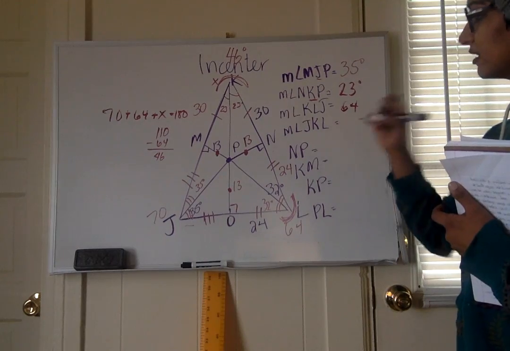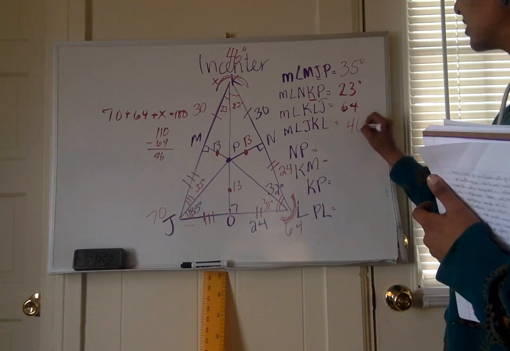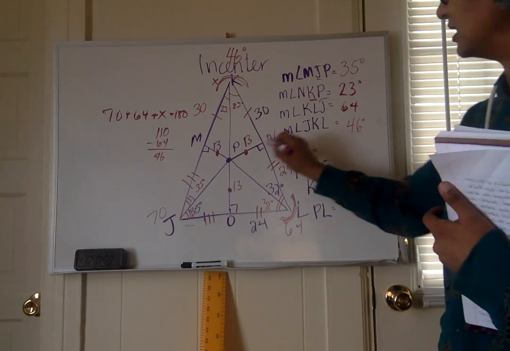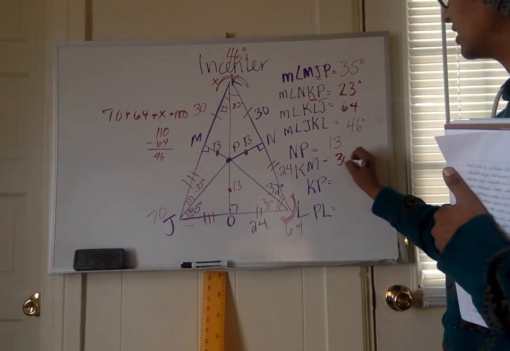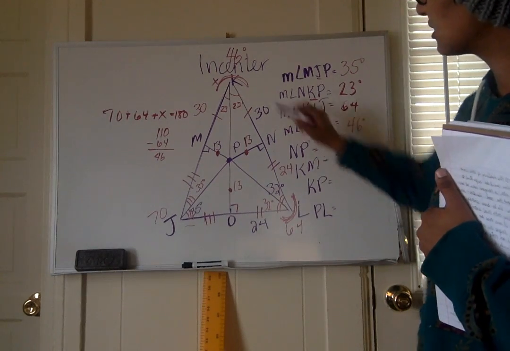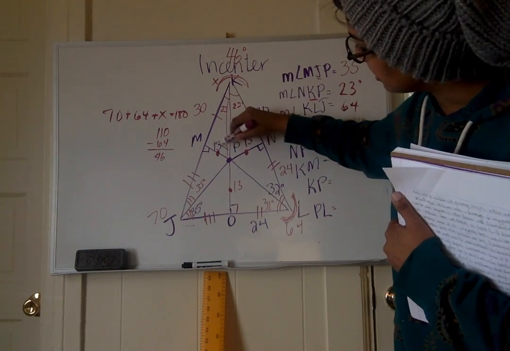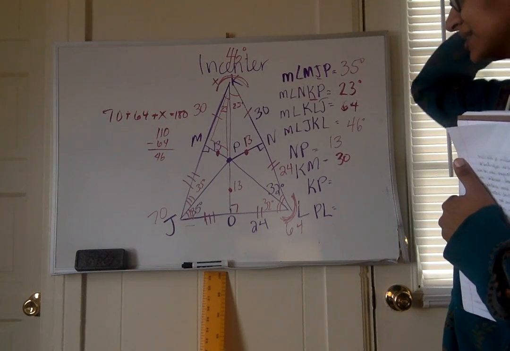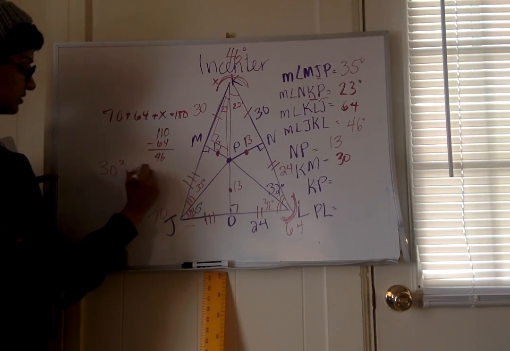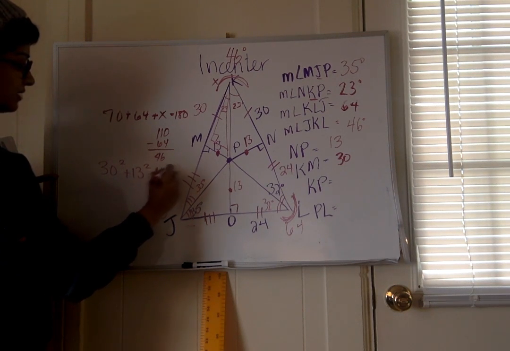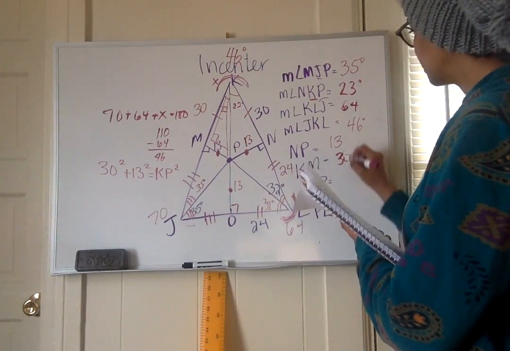Okay, let's see, JKL. Well, we already know that one. We figured that one out. That's 46 degrees. Where's NP? We know NP is 13. KM, we found that out to be 30. KP, where's KP? Do we have that one yet? No, we don't have this one, but we do have a right triangle with two of the sides. So that would give me 30 squared plus 13 squared equals KP squared. And if I did the math on that one, I get 32.7.